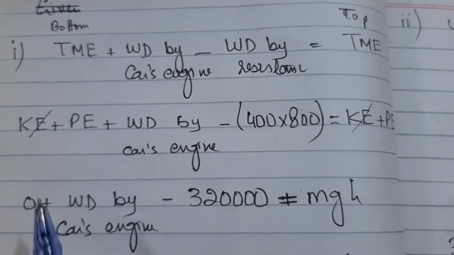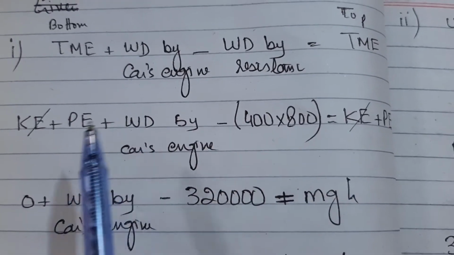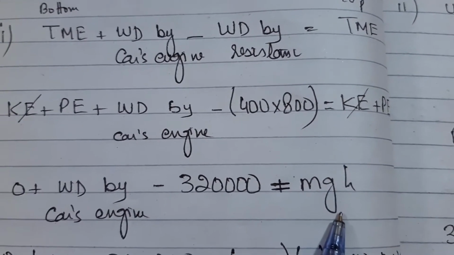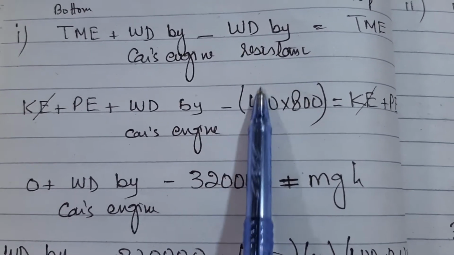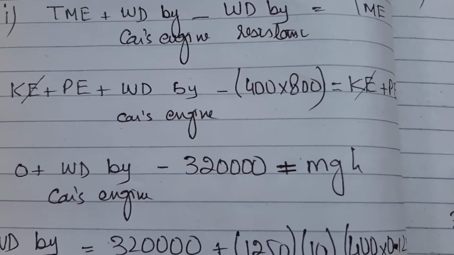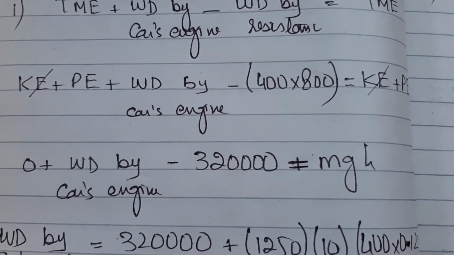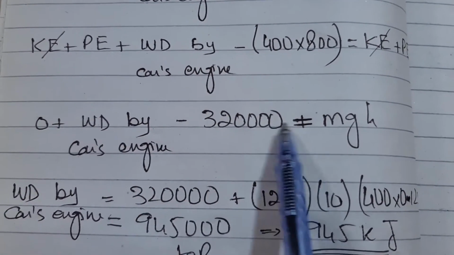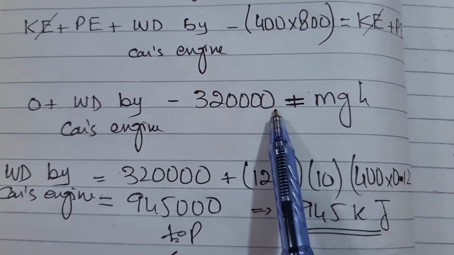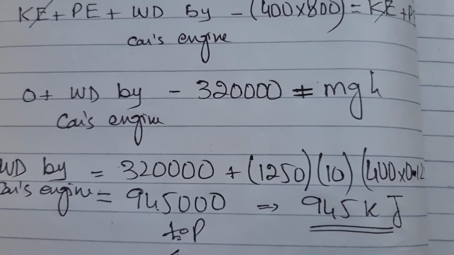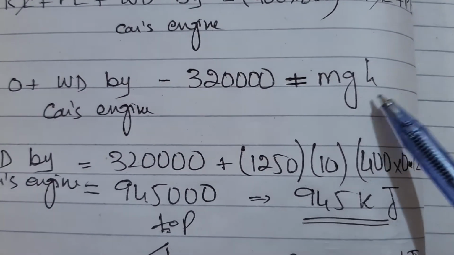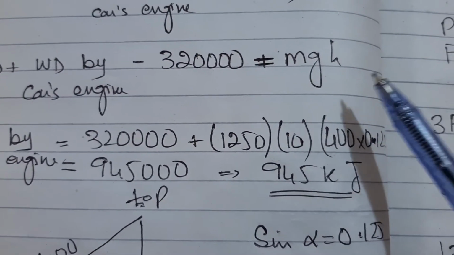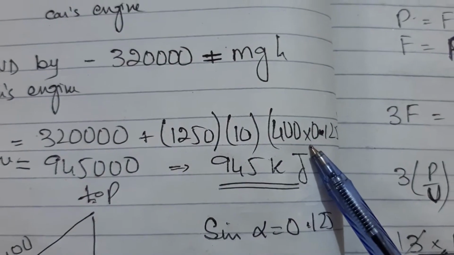Because it was constant speed, I am cancelling the kinetic energy on both sides. Potential energy was 0 at the bottom, but at the top it is mgh. I will just tell you what that is. And the work done by resistance is 400 times 800. 400 was the length, 800 was given to you in the question, right? So you simply calculated and you got work done by car engine is equal to 320,000 plus mgh, where m was 1250, g is 10 and h is 400 times this, right?